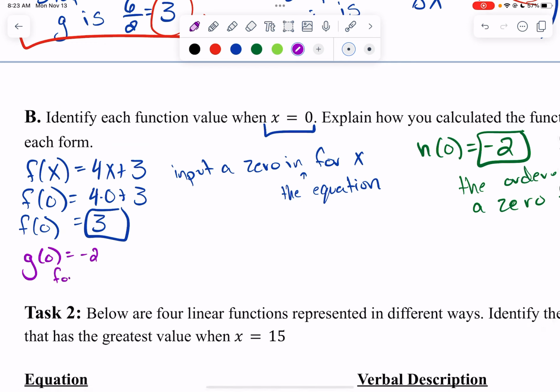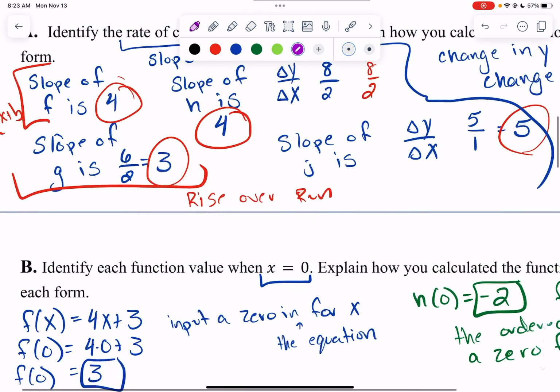What did we do? Found the y-intercept. Since the y-intercept is going to be the point 0, y. So there we found the y-intercept.